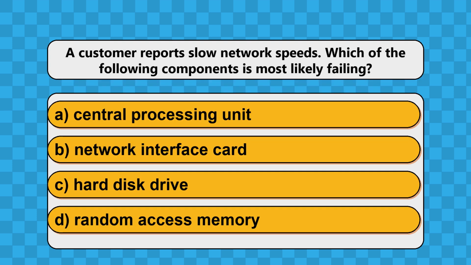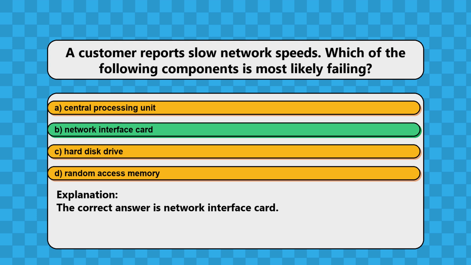Question 37. A customer reports slow network speeds. Which of the following components is most likely failing? Option A. Central processing unit. Option B. Network interface card. Option C. Hard disk drive. Option D. Random access memory. The correct answer is option B. Network interface card. The correct answer is network interface card.